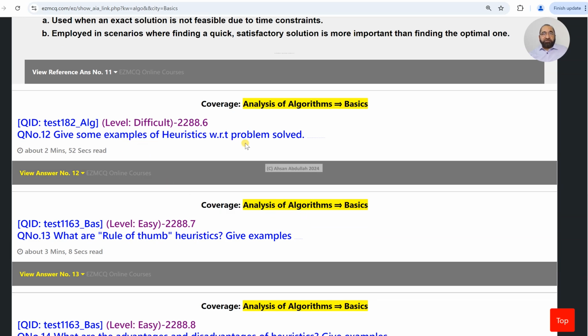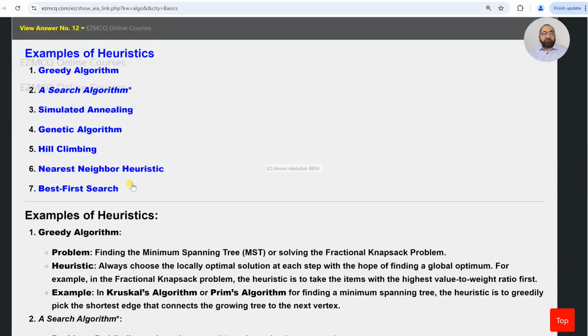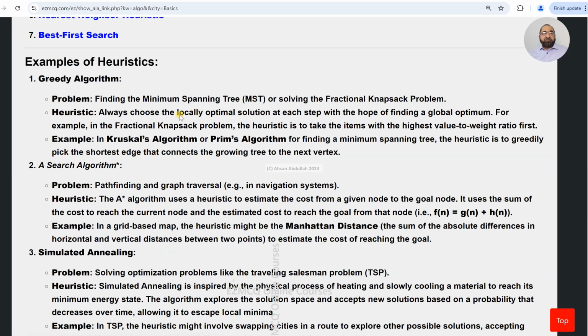So give some examples of heuristics with respect to the problem solved. For different problems, there are different heuristics, obviously. A greedy algorithm can be used for finding the minimum spanning tree or solving the fractional knapsack problem. Fractional knapsack problem means that there are certain items, and parts of the items can be placed in a knapsack, and every item has a certain value, and the knapsack has a certain weight carrying capacity. So you cannot put everything in it. That's a difficult problem. So a greedy approach can be used to solve the fractional knapsack problem and the minimum spanning tree. We have quite a few questions and answers. You can also search them.